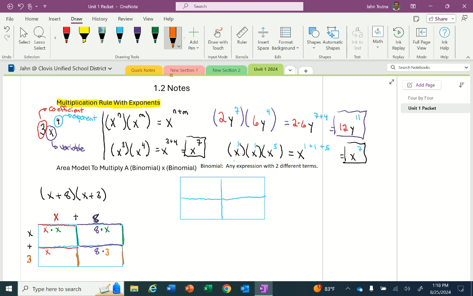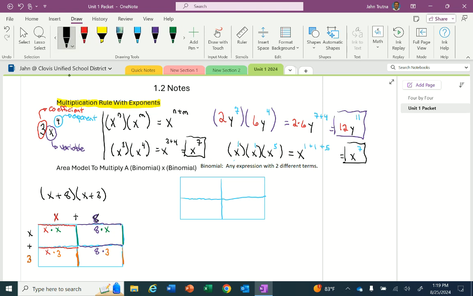For this bottom left rectangle, I would take the length, which is represented by the outside top x, times the width, which is represented by the outside left 3 here. Then I'm going to multiply these together, and I'm going to write what the result of each multiplication is.